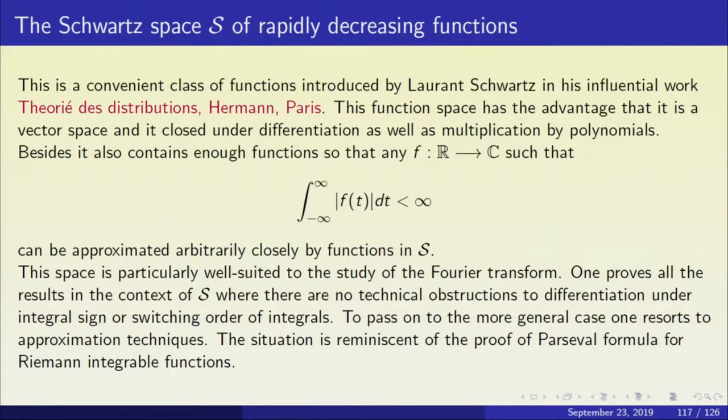Namely, if a function f(x) is in this Schwarz space, then f prime of x is also in the Schwarz space. If you multiply f(x) by a polynomial, it is again in the Schwarz space, and it's a vector space. So it has all the pleasant properties that you want. Further, every function in this Schwarz space is absolutely integrable, so you can calculate its Fourier transform. And also, this Schwarz space is big enough, because any function which is absolutely integrable can be approximated by elements in the Schwarz space. So the space is particularly well suited to the study of the Fourier transform.